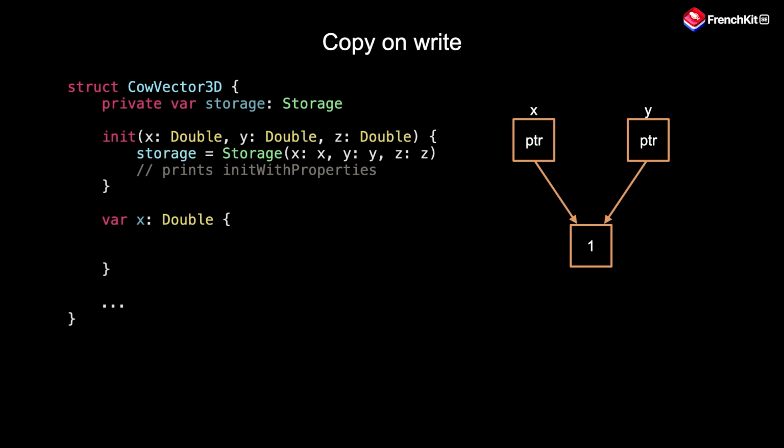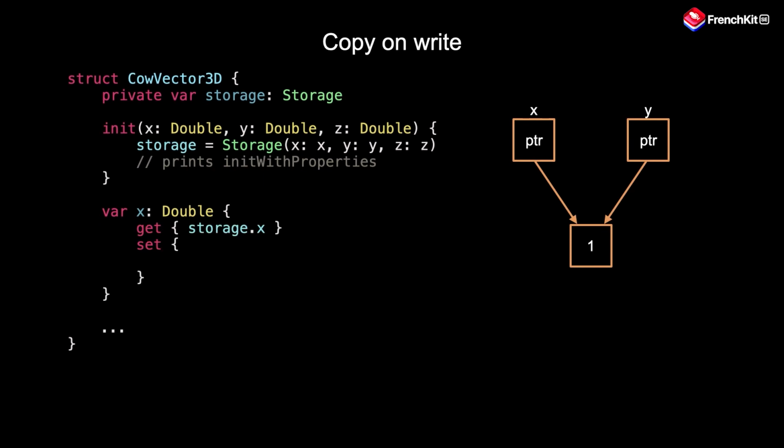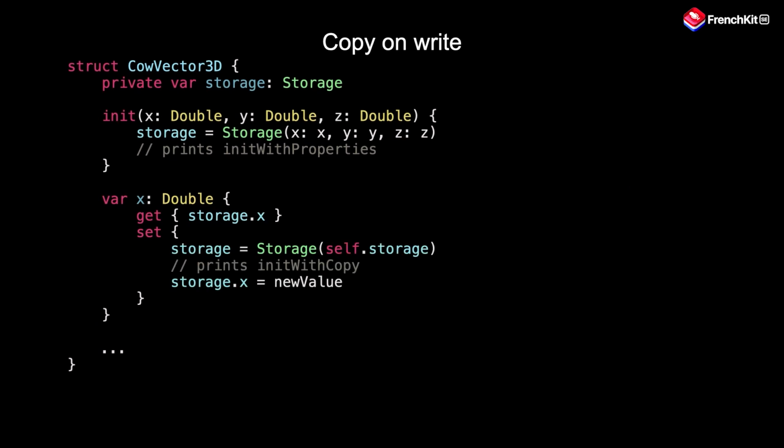We create a private variable with a storage, and if we want to expose the X variable, we just need to create a computed variable. So the getter is actually quite simple. I just need to read the value in the storage and return it. But whenever I want to modify my X variable, I need to be careful because two instances of my core vector can point to the same memory space once again. So I need to copy and write, right? I duplicate the storage and modify it.